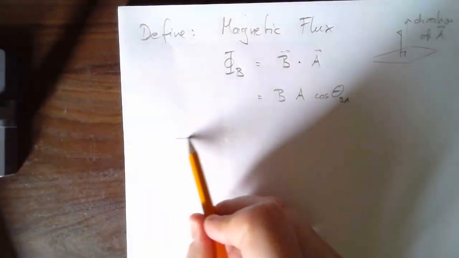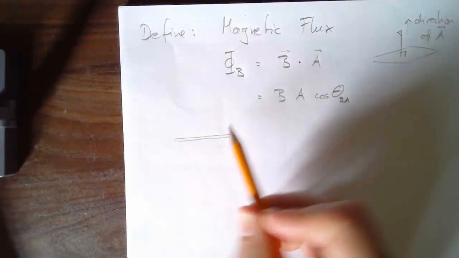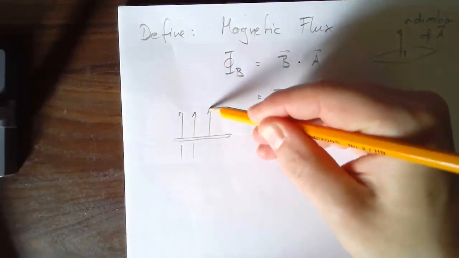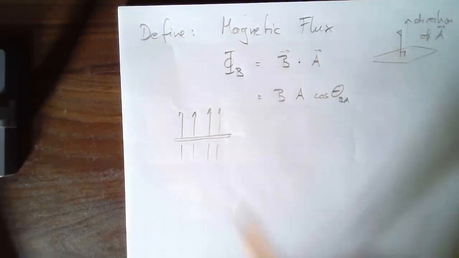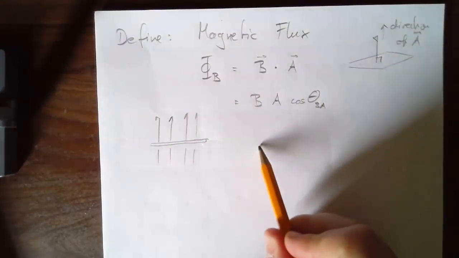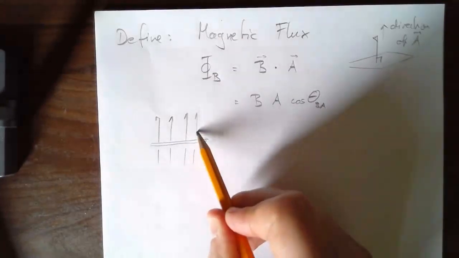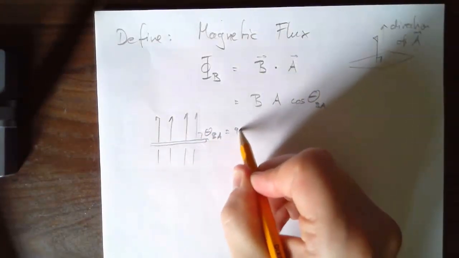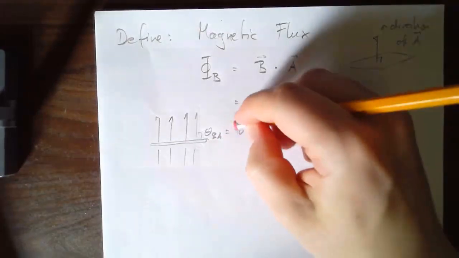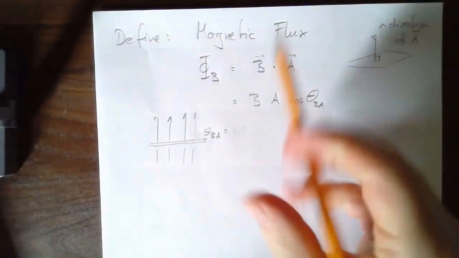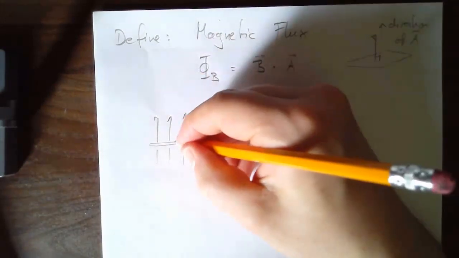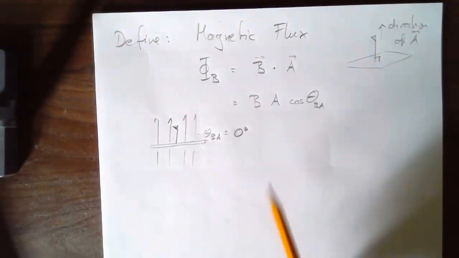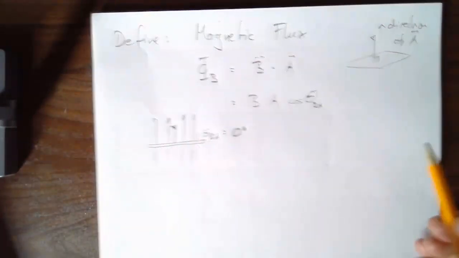So you might want to compare this situation here. This would be one situation. Here, theta BA would be 90 degrees. Sorry, it would be 0. So this is wrong. 0 degrees, because my flag sticks out this way, right? This is my flag. Same direction. There's 0 angle between the flag and the B field.